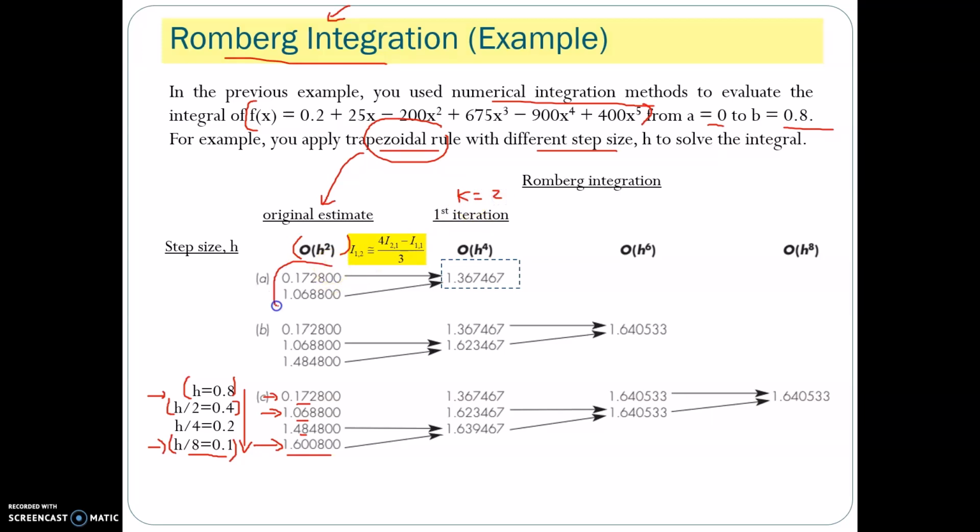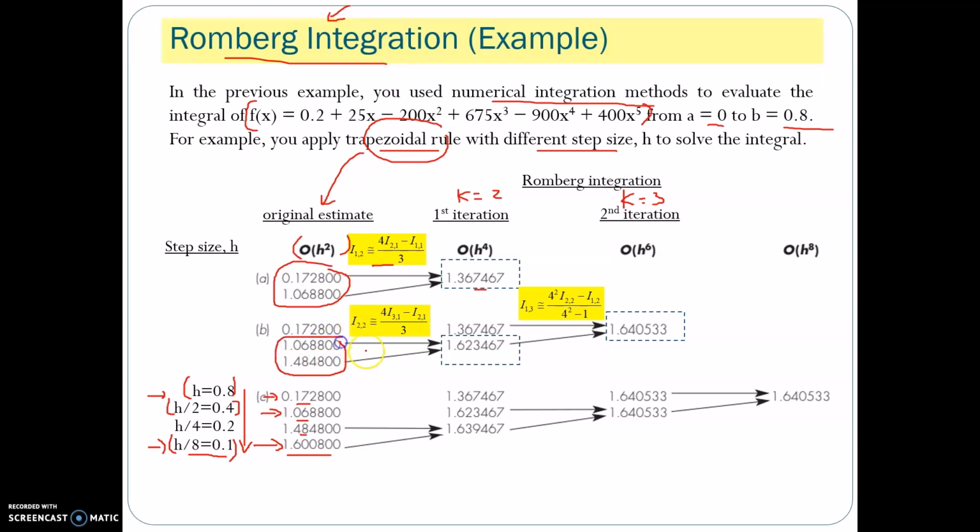By using the two samples here, substitute inside this formula, and you should be able to obtain the new integration result. For the second iteration, you have k equal to 3. You continue with these two integration results, substitute inside this formula, and you should obtain the new integration result to be I22 here. Then you continue for these two samples here, substitute inside this formula, and you should obtain I13 here.